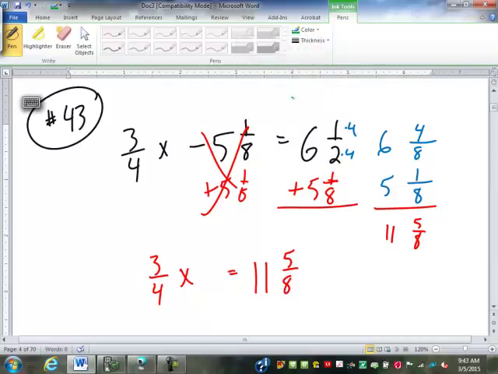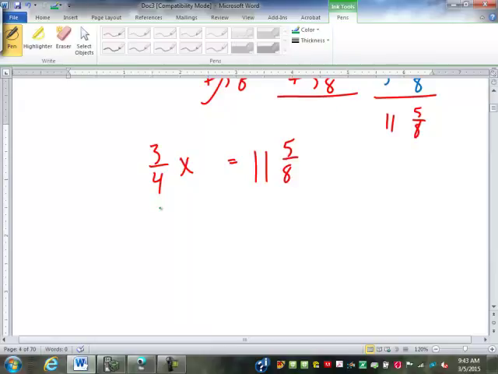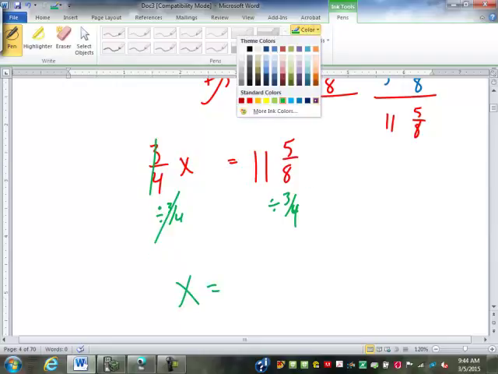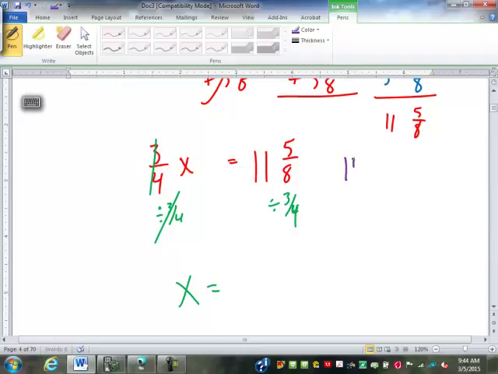Now what? Divide by 3/4. Okay. 6/8. Don't need a common denominator when you divide. Why are you dividing by 3/6 over there? That's 2/4. I just wrote it sloppy. So that's gone. This is x equals 11 and 5/8 divided by 3/4.